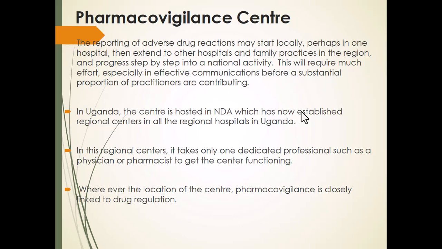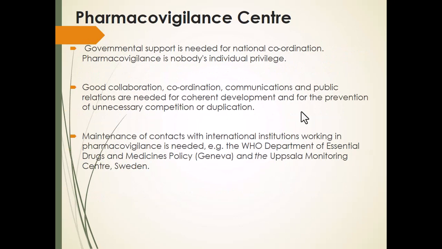In these regional centers, it takes only one dedicated professional, such as a physician or a pharmacist, to get the center functioning. Wherever the location of the center, pharmacovigilance is closely linked to drug regulation. So governmental support is needed for national coordination. Pharmacovigilance is nobody's individual privilege. Good collaboration, coordination, communication, and public relations are needed for coherent development, to prevent unnecessary competition or duplication of effort.